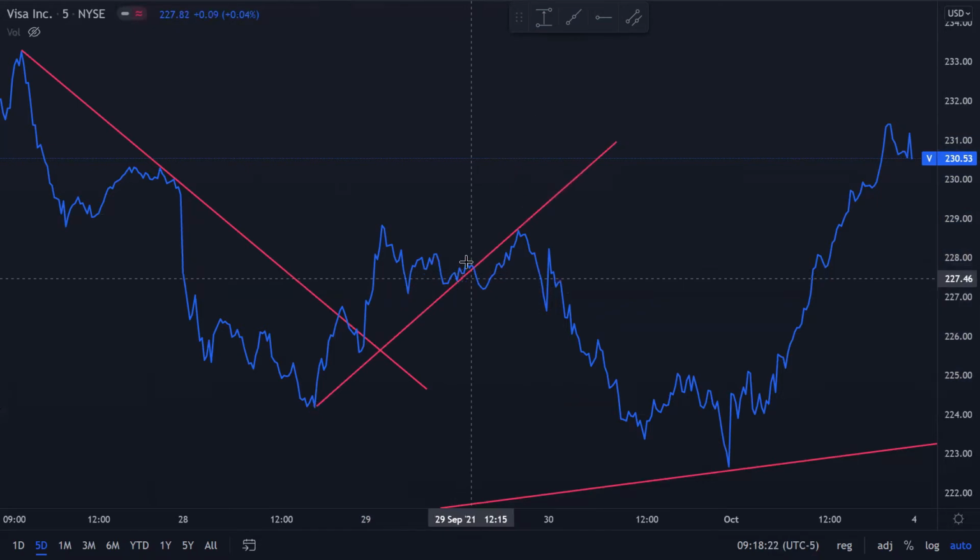We have 3 touch points here. And even when it broke it, it used this as a resistance point. Remember, good lines are respected on both ends, which we talked about in our last video. It's respected as support here and also as resistance here. Now, this line was still broken in this area.